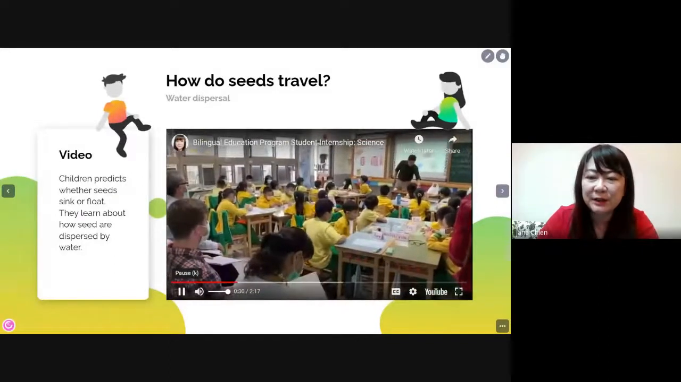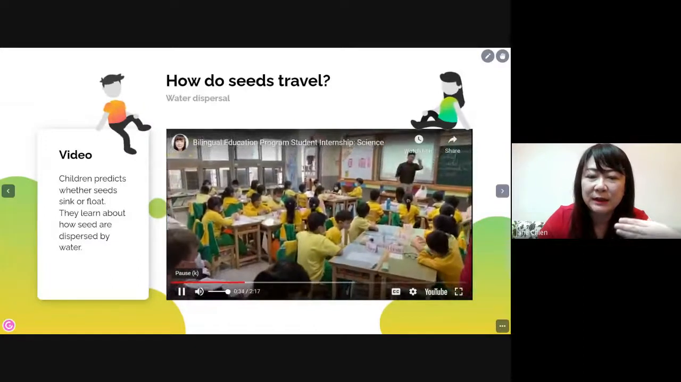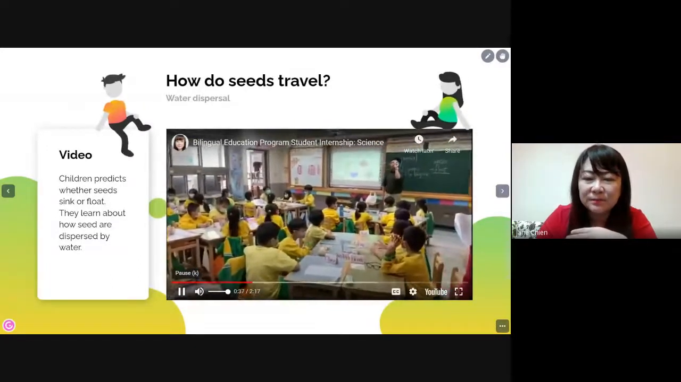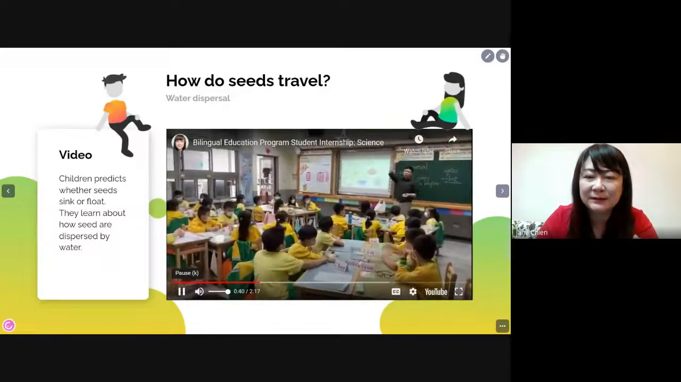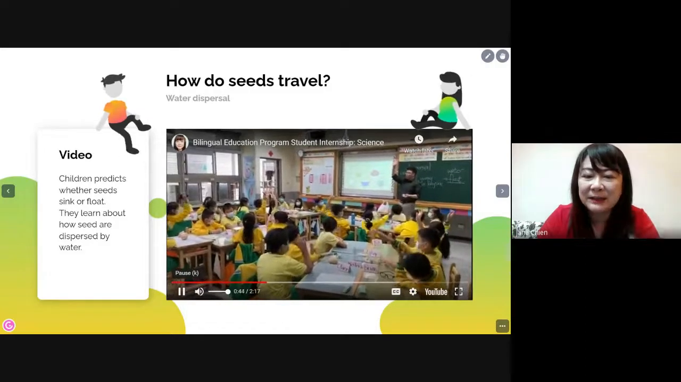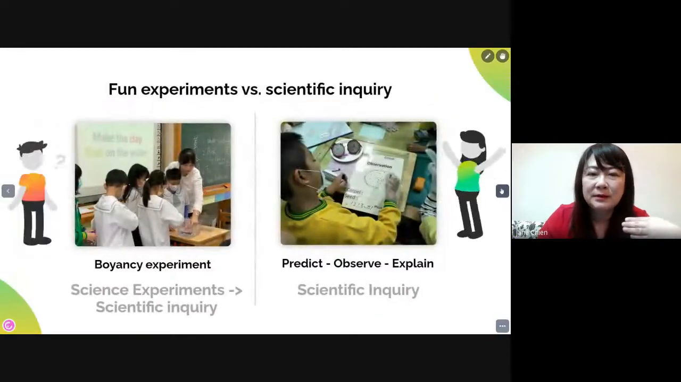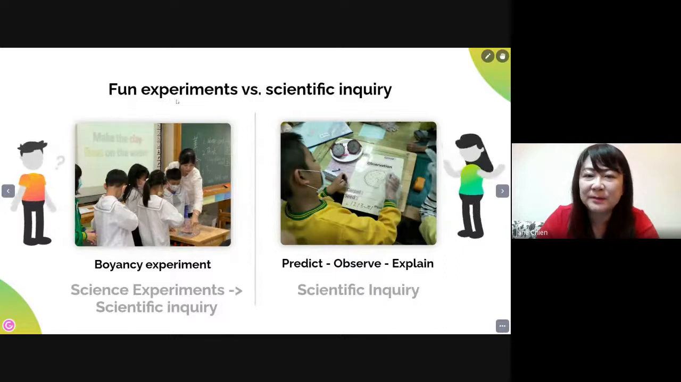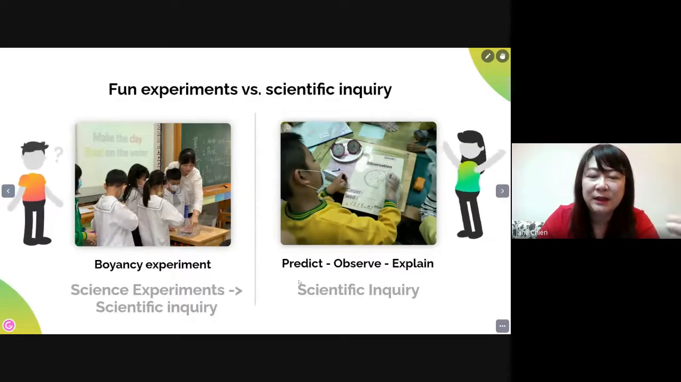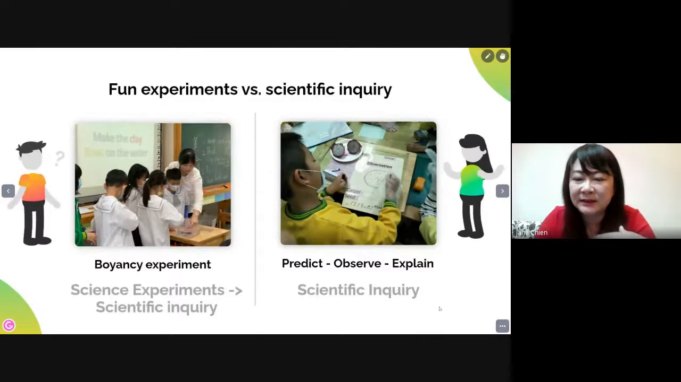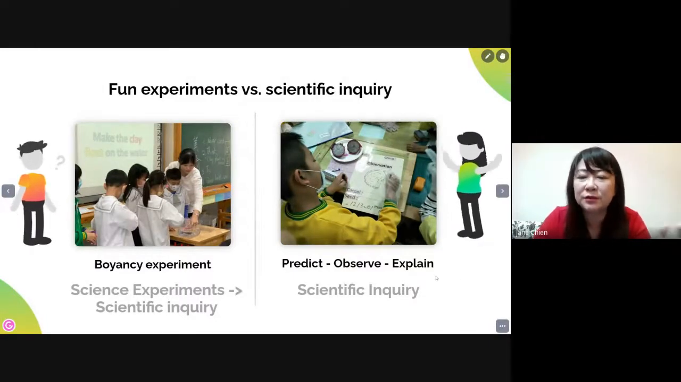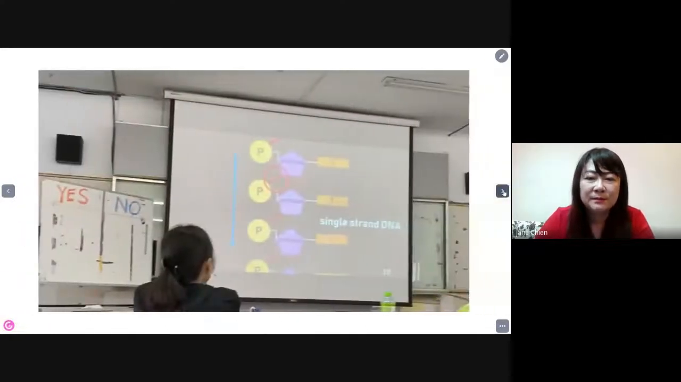And we encourage more interaction and also hands-on lab work, but also science inquiry, not just going through the lab work and telling them what to do, but helping kids raise questions and answer the questions through observation. Okay. So our focus is not just fun experiments. It's scientific inquiry. It's not just a buoyancy experiment, but we'd like them to be involved with the scientific inquiry of predict, observe, and explain, but also there are different approaches to that. This is the DNA lesson, and I'll go back to the role of the English teacher on the Padlet.